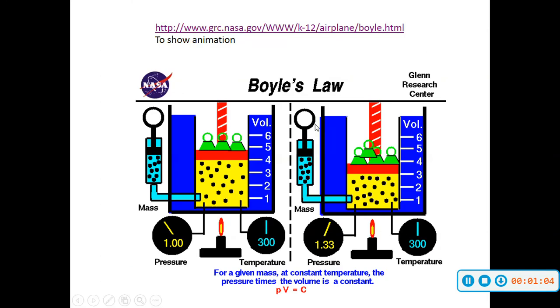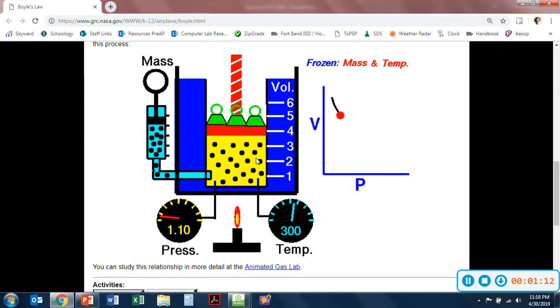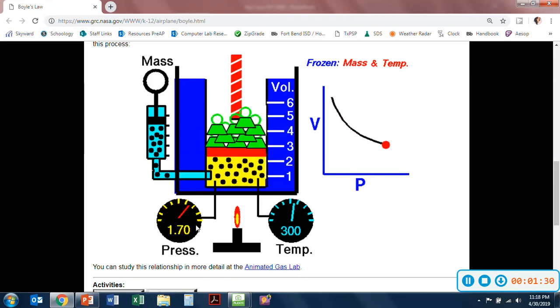Okay, so really quick, let's go ahead and take a look at this here. This is a simulation to kind of show you the relationship between all our variables. Okay, so if temperature was held constant, this is a piston right here, the stuff that makes your engines go in your car. If we decrease the volume of our piston, we can see that the pressure increases when volume decreases.